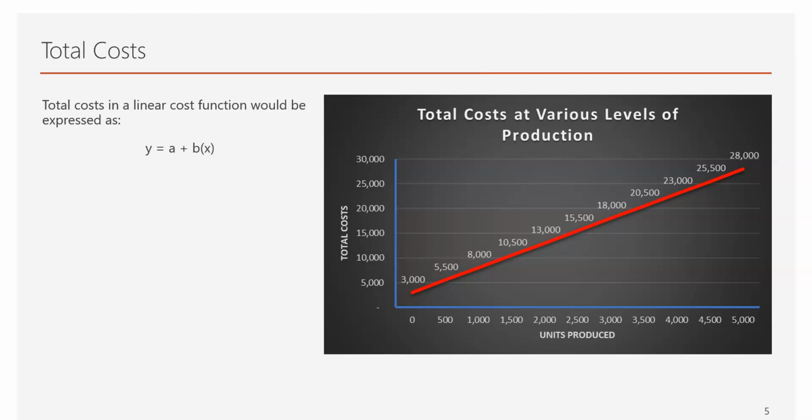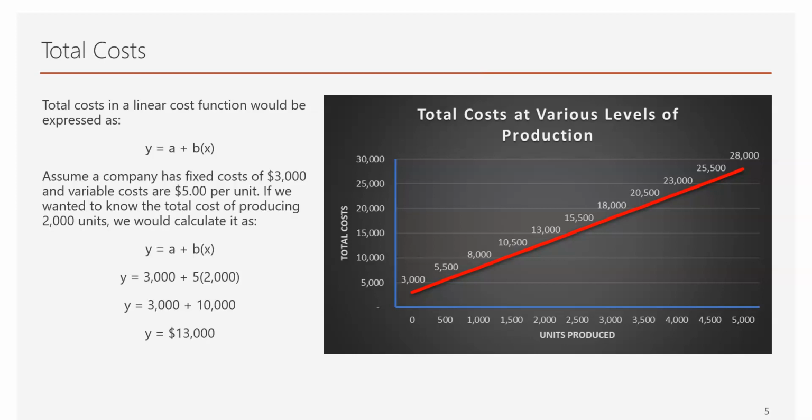Now let's take a look at the total cost, and the linear cost function would be expressed as we just talked about a couple screens ago, Y equals A plus BX. So let's assume that a company has fixed costs of $3,000 and variable costs are $5 per unit. If we wanted to know the total cost of producing 2,000 units, we would calculate it as such. We take our linear cost function, which is Y equals A plus BX, and then we just plug the numbers into the formula.